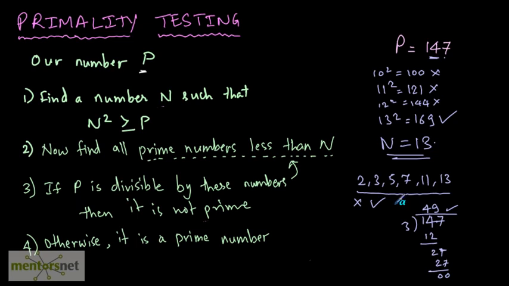So there is no need to go forward and check all these numbers, because we found out that this number is divisible by one of the prime numbers which are less than n. And from point number 3, it states that if p is divisible by any of these numbers, then it is not a prime number. So 147 is not a prime number.